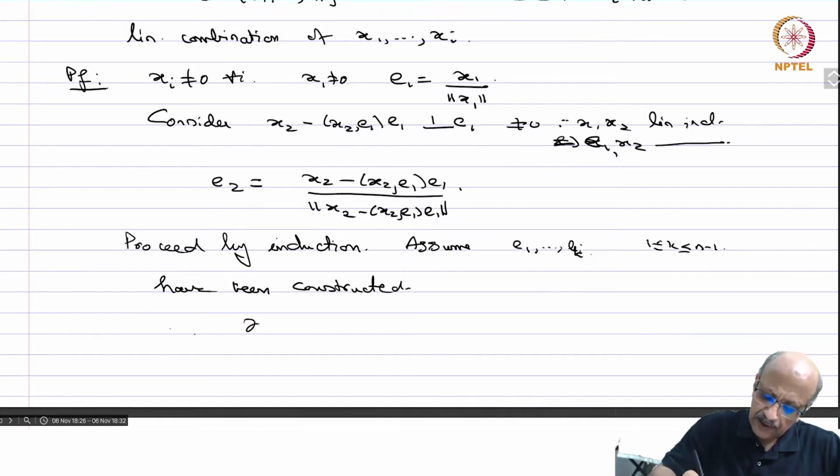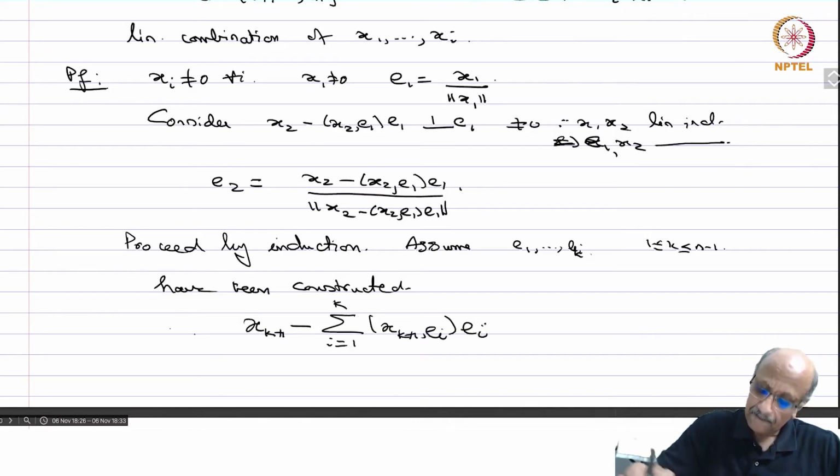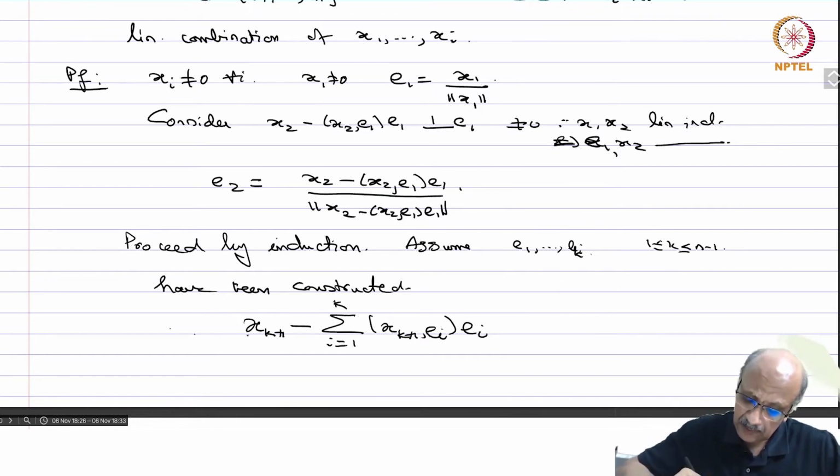So we now look at x(k+1) minus the sum from i equals 1 to k of <x(k+1), Ei>Ei. Now this again cannot be 0, because it's a linear combination of x(k+1) and E1, E2, up to Ek, but E1, E2, up to Ek by the induction hypothesis are linear combinations of x1, x2, up to xk. So the whole thing is a linear combination of x1 to x(k+1), and there is a coefficient 1 here which is not 0, so this is not equal to 0.